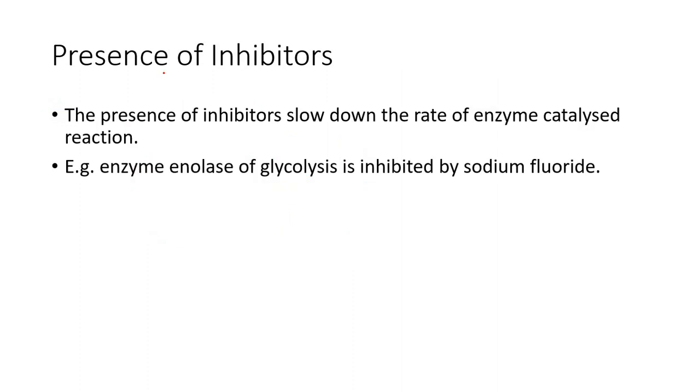The next factor is the presence of inhibitors. Inhibitors are small molecules which slow down the enzyme catalyzed reaction. We have different types of inhibitors like competitive inhibitors, non-competitive inhibitors, uncompetitive inhibitors, and irreversible inhibitors. This is the topic of discussion in the next video. Basically, the inhibitors bind the enzyme and then alter the structure, and as a result the enzyme cannot carry out its reaction.